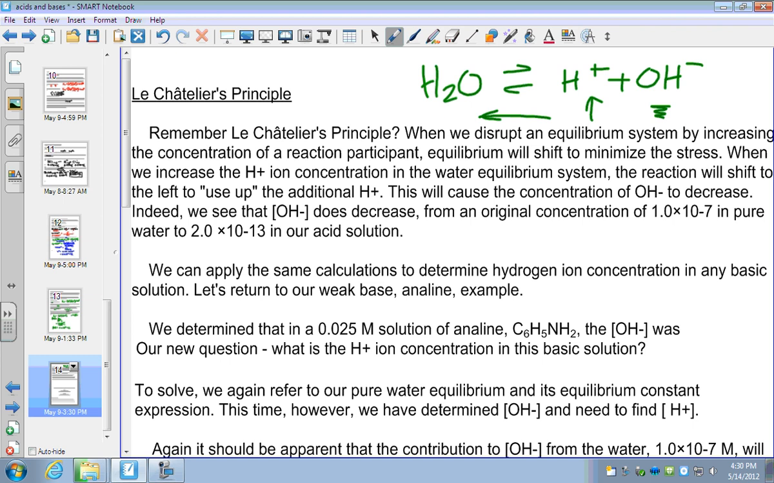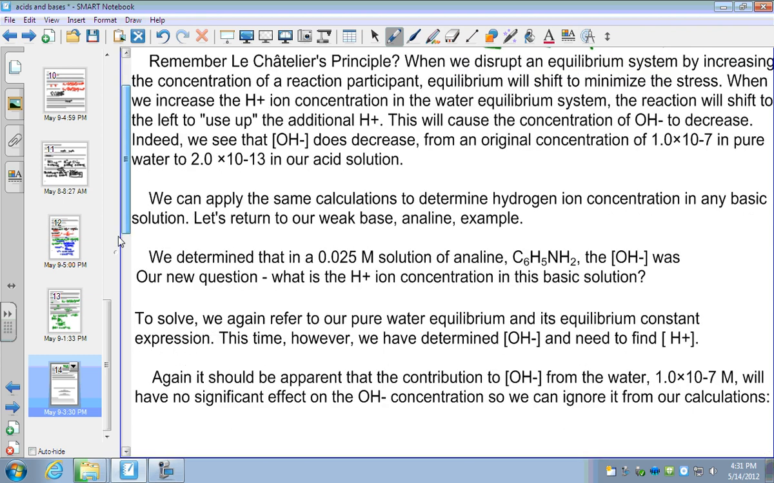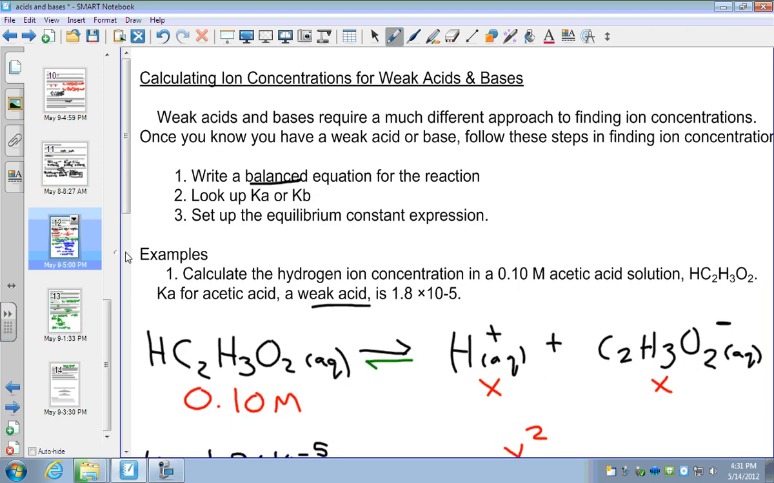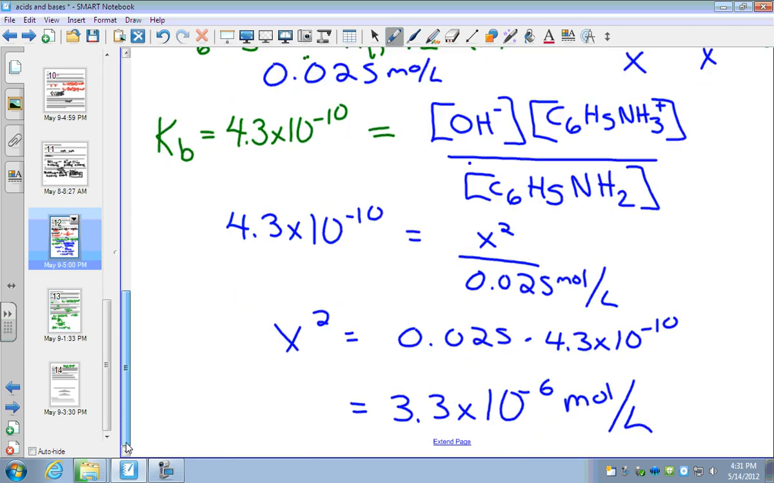Okay, we can apply the same calculations to determine the hydrogen ion concentration in any basic solution. Let's return to our weak base aniline example. We determined that in a 0.025 molar solution of aniline, C6H5NH2, the OH was, what did we find it to be? Looking back in our notes, we found the concentration of OH to be 3.3 times 10 to the minus 6.